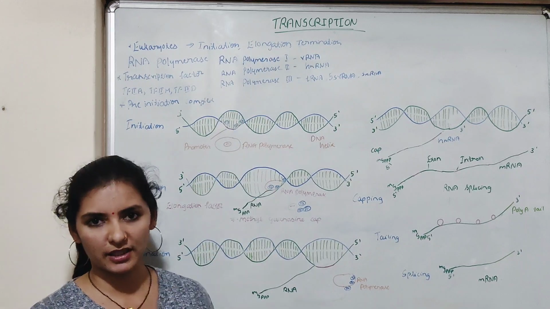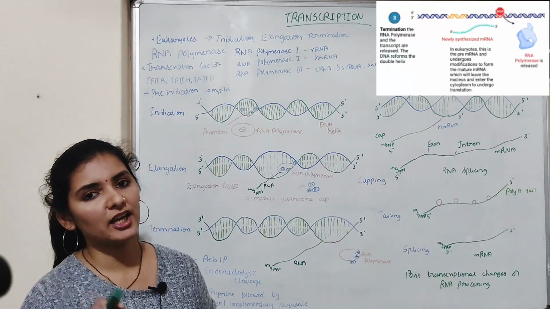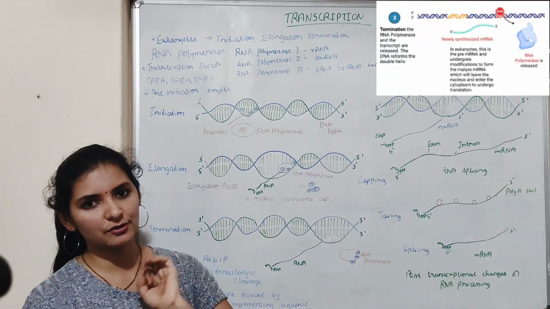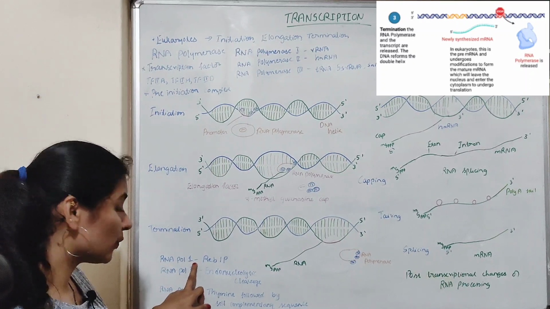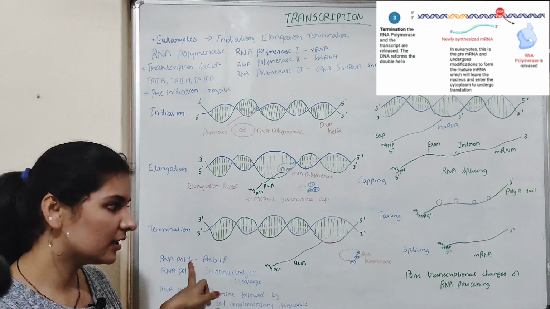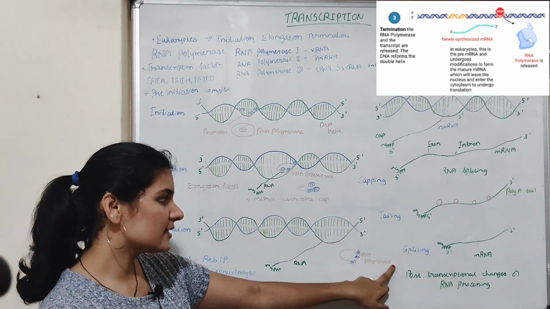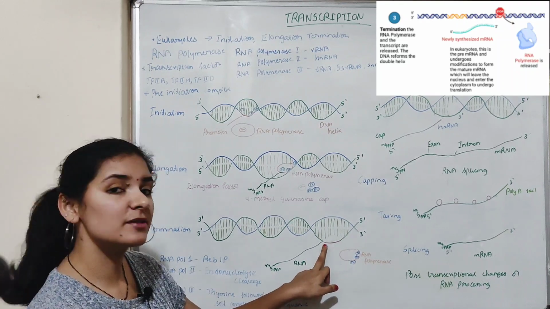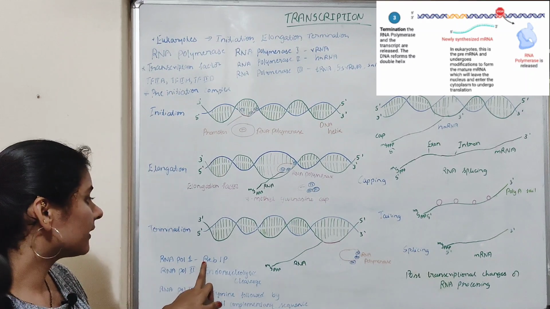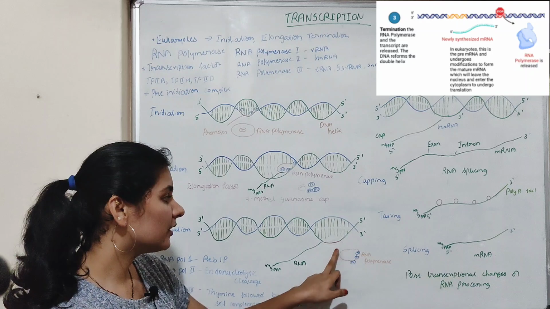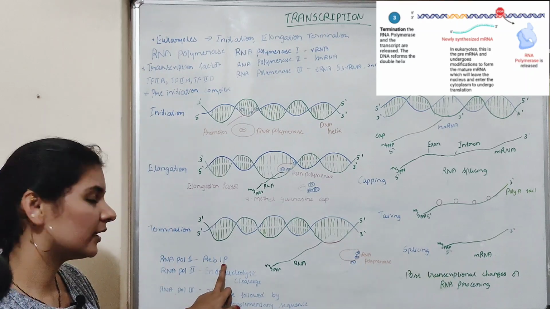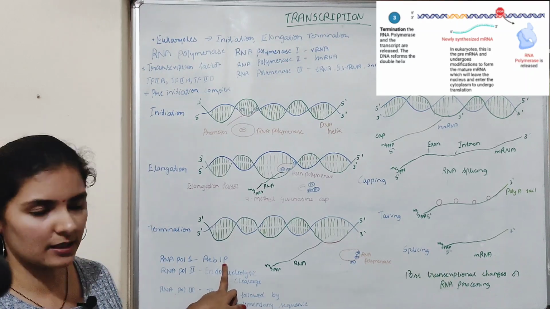Next step is termination. The process of termination in the case of eukaryotes is different for the three different types of RNA polymerase. For example, in the case of RNA polymerase 1, termination of transcription occurs when the RNA polymerase 1 enzyme encounters a binding site for a special type of protein called Reb1p protein. So when RNA polymerase 1 encounters this binding site for Reb1p protein, it causes termination of transcription.